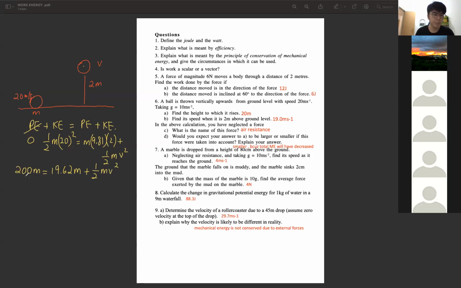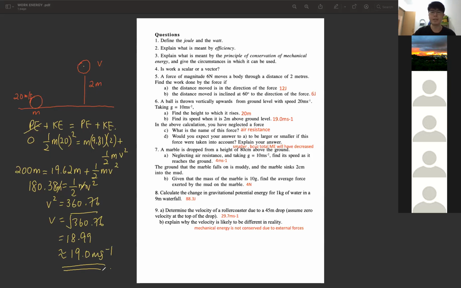Okay, now this one I bring to the left. I get 180.38 equals half m v squared. I forgot the m. Cancel off the m, so you don't need to know the mass. Then you can find this one times 2. We get v squared equals 360.76, and take the square root. Then I get the answer, right? 18.99. You can just write 19.0 m s^-1. Okay, so that's question 6b, conservation of mechanical energy.